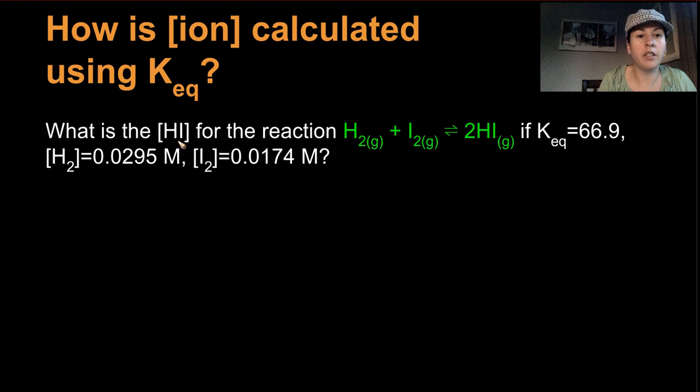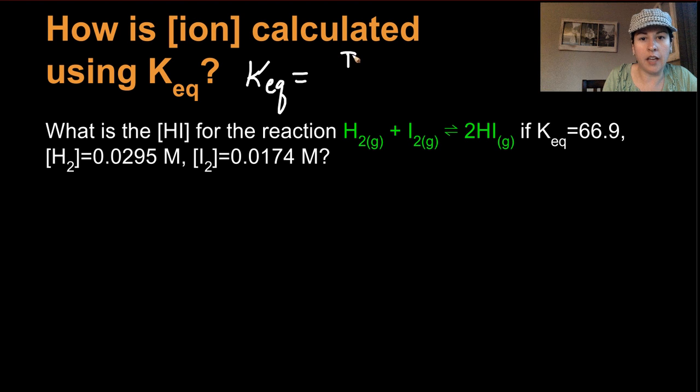So what is the concentration of hydrogen iodide for this reaction if this is our equilibrium constant and we have these values for hydrogen and iodine? And so when we go to do this, the first thing I do need to have is my equilibrium constant expression. And so I'm going to write that up here first. And actually, I'm going to write it right up here so that it's not down below because I'll probably run out of room.